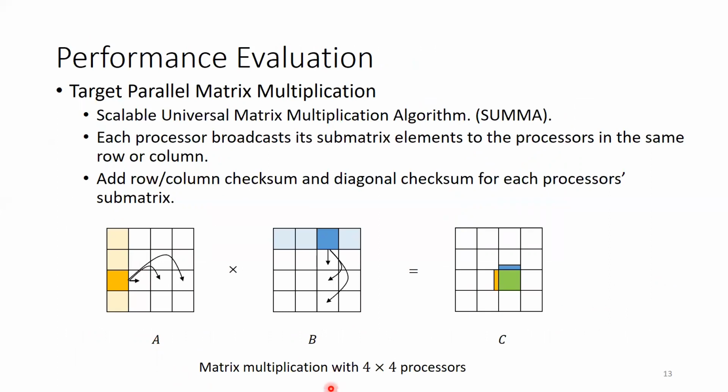Each processor has a submatrix of the original matrix, and each processor broadcasts its submatrix elements to the processors in the same row or column. The multiplication operation is done in each processor by the submatrix. For each processor's matrix, the row checksum, column checksum, and diagonal checksum will be added to the submatrix.